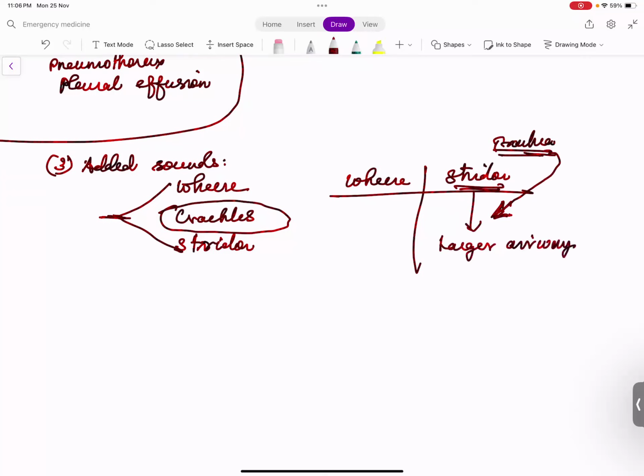Whereas wheeze is also a continuous sound, but it is produced due to obstruction of the smaller airways like bronchi or bronchioles. So in wheeze, you will be hearing the musical sound more in the lungs or the chest, whereas in the trachea or the suprasternal region, you will be hearing the sounds better, which means it is stridor. Just a small technical difference.